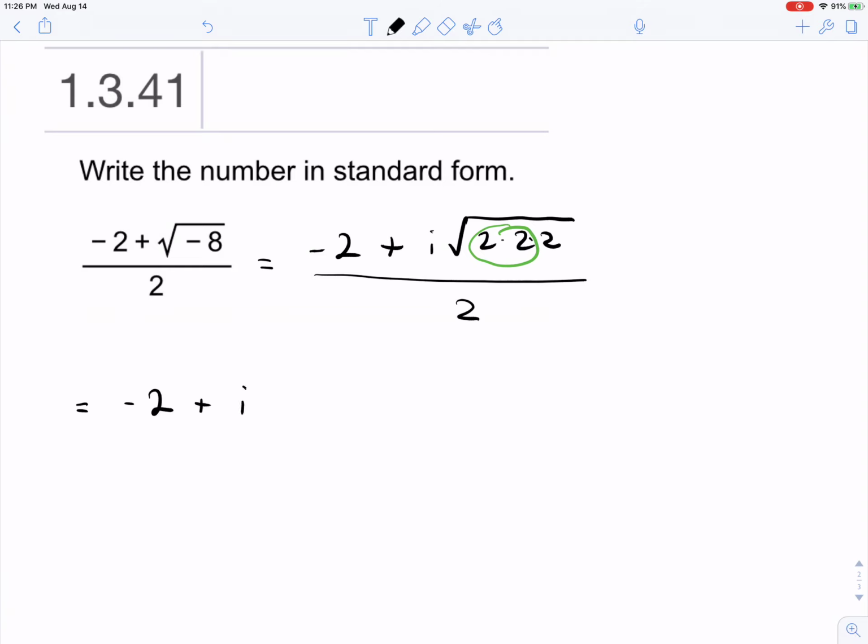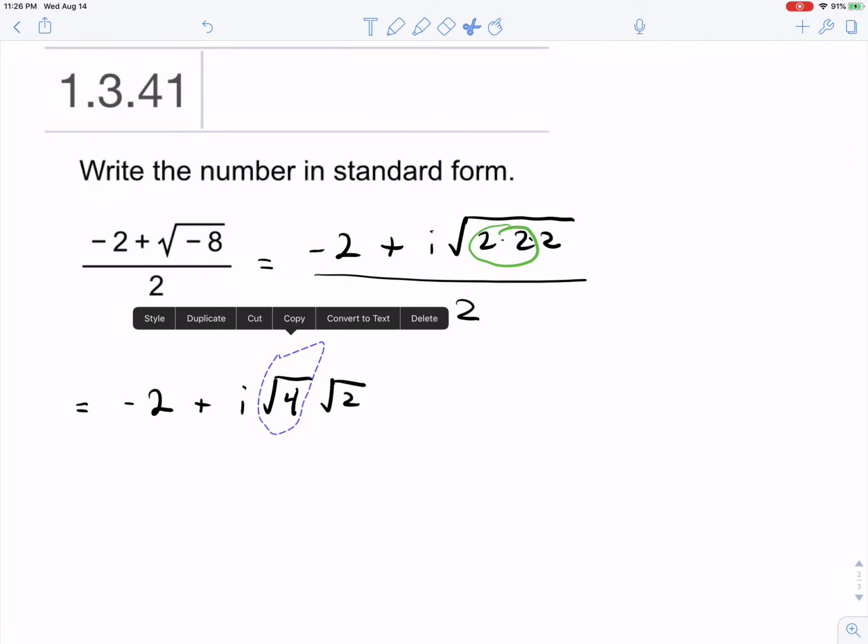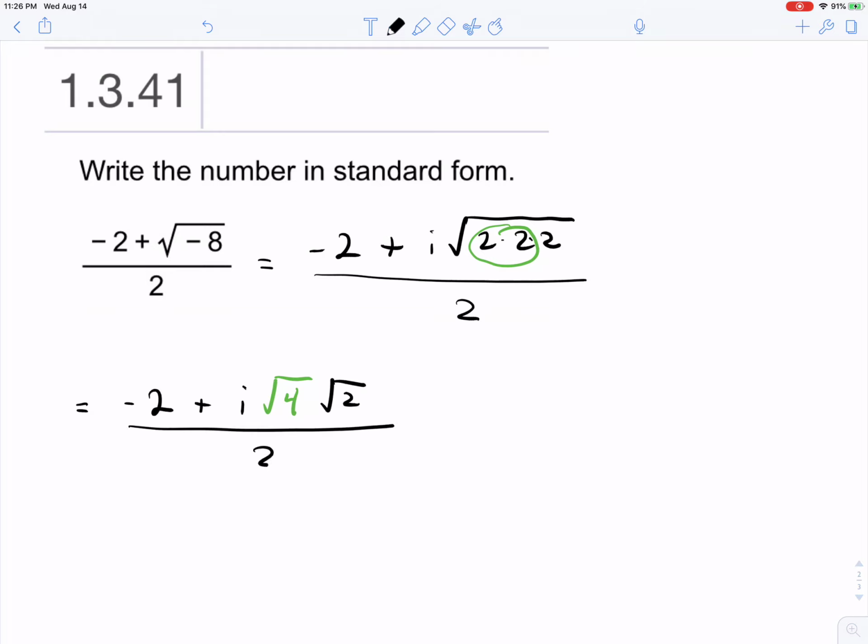So then we'll get something like this. Now that 2 times 2 is 4, right? So we're going to say the square root of 4 times the square root of 2. All right, and let me do it like this to help it pop some. Okay, we're going to say divided by 2, all right?